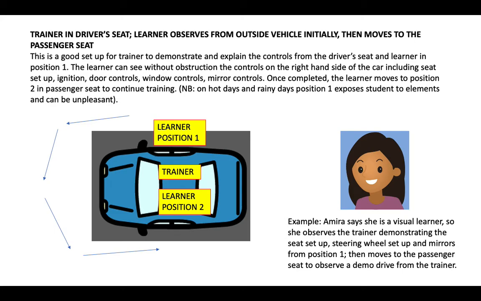So an example here is Amira says she is a visual learner. So she observes the trainer demonstrating the seat setup, steering wheel setup, and mirrors from position 1, then moves to the passenger seat to observe a demo drive from the trainer.